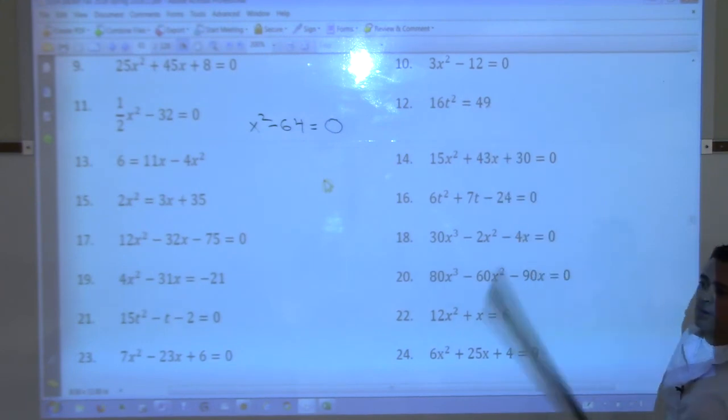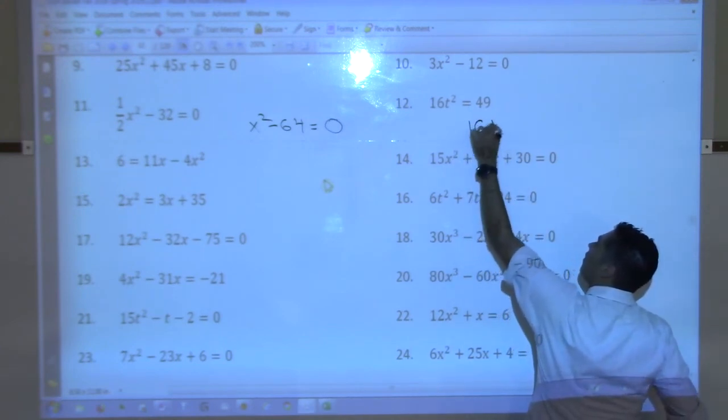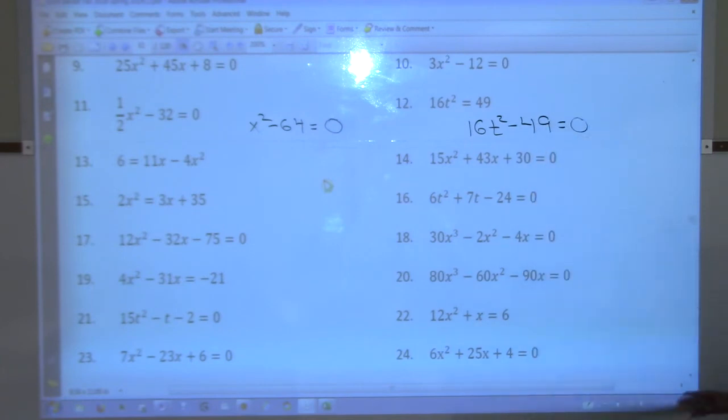Move 49 over, right? You move 49 over, you get that. It's equal to 0 now, right? GCF? I don't think so. There's no GCF there. Count the terms. 2. So if it's going to factor, it's got to be a difference of squares.